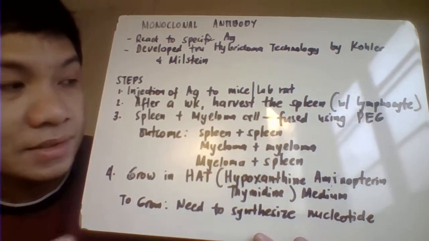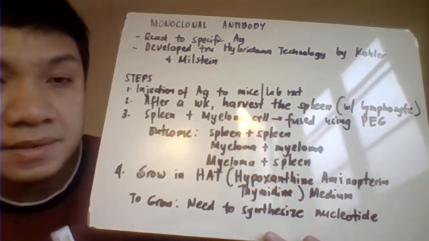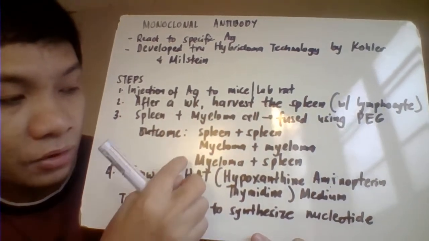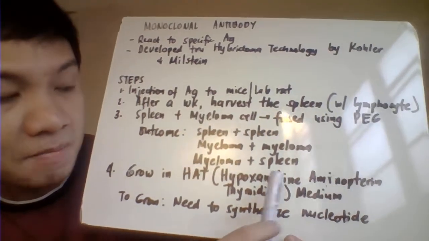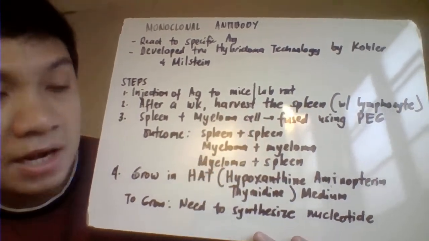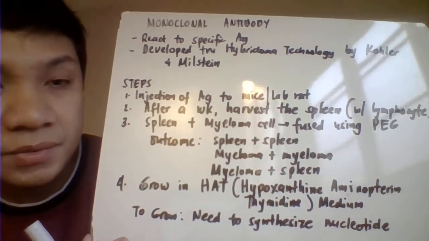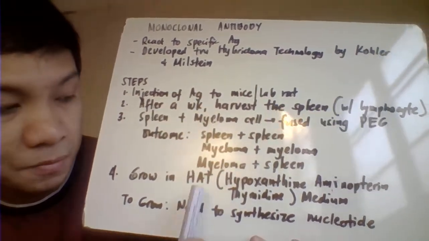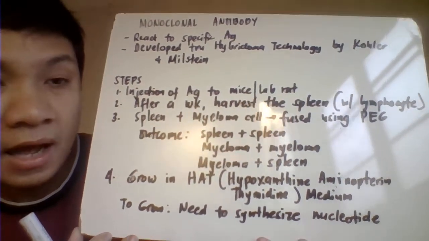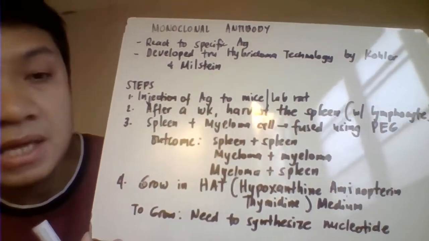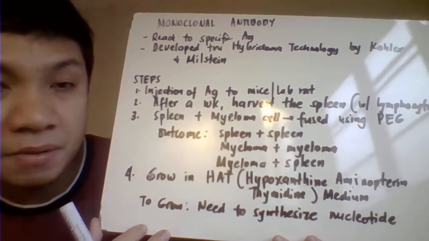You can have a fused spleen cell plus a spleen cell, a myeloma cell plus a myeloma cell, or you could also have a myeloma plus a spleen cell. But of course, we are only after this myeloma plus spleen cell. Then allow this to grow in your HAT medium. The HAT medium is your hypoxanthine, aminopterin, thymidine medium. So allow it to grow on that culture media.